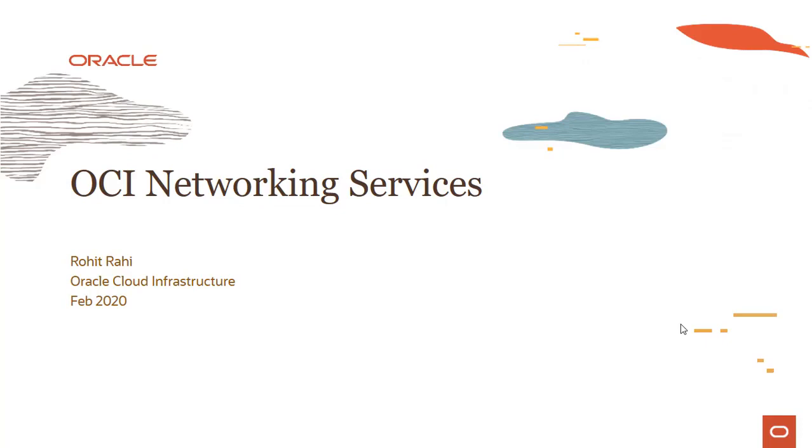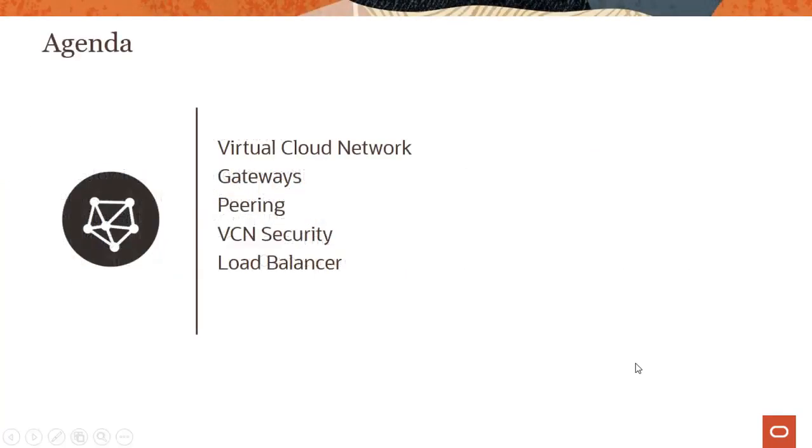In this particular module, we will look at some of the OCI networking services. Specifically, we will look at what a virtual cloud network is, what kind of gateways are available in Oracle Cloud Infrastructure, what peering options we get, what we mean by security controls within VCN, and we'll briefly talk about the load balancer service within Oracle Cloud.